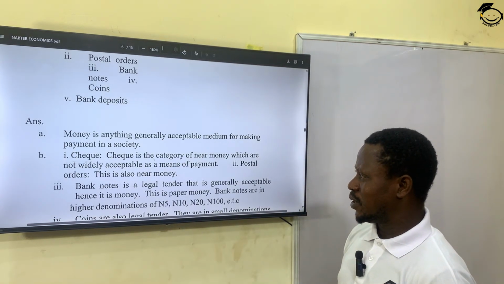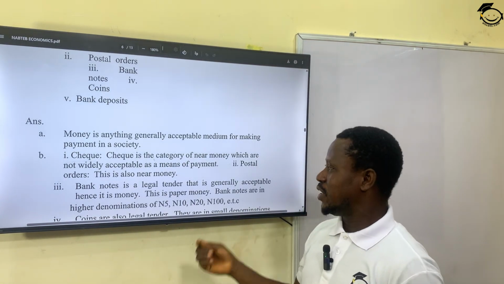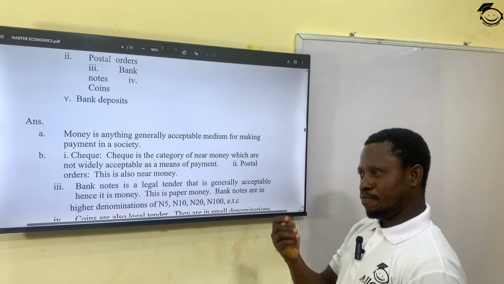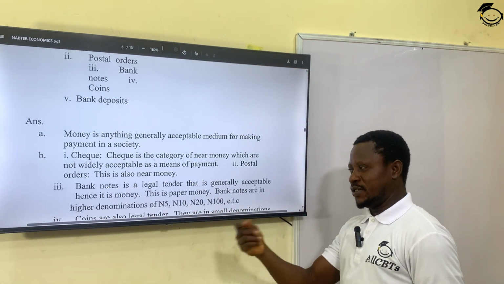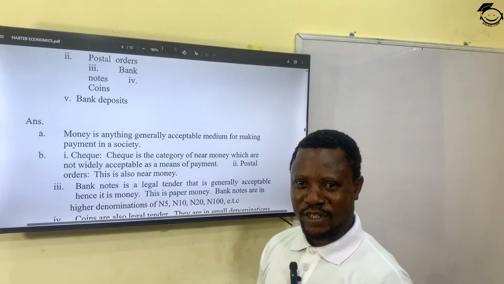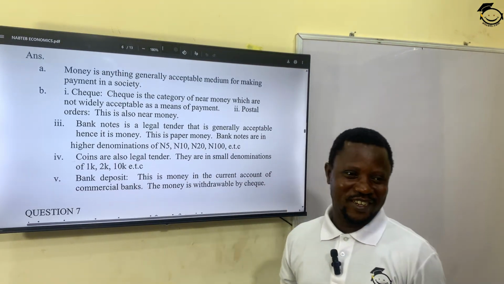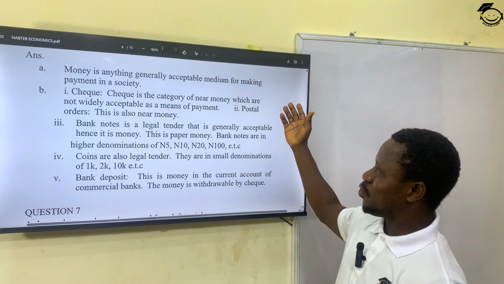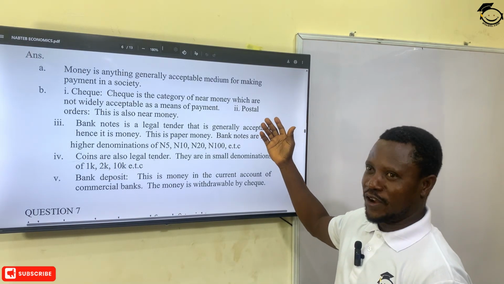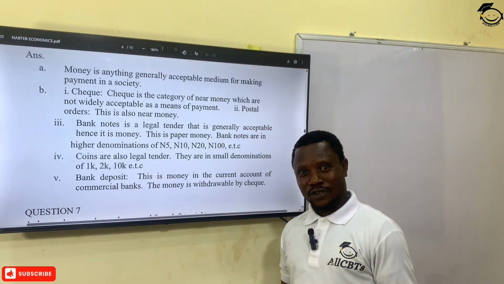Okay? Postal orders are also near money. It's not money on its own. Then banknotes, which is paper money. Then coins are the opposite, metal. Unfortunately for us now, all the coins in Nigeria are gone. We used to have 1 kobo, 2 kobo, 10 kobo, 5 kobo, but all of them are gone. Unfortunately, they are gone now.